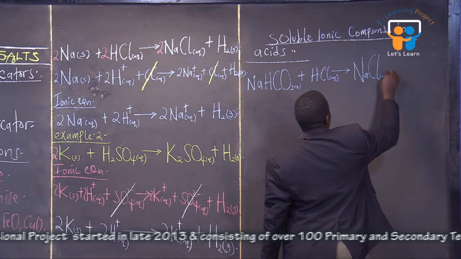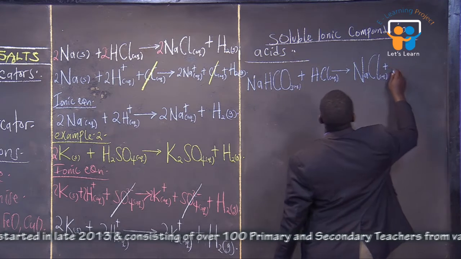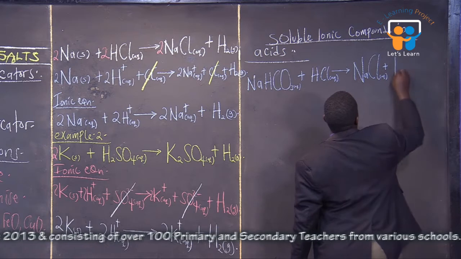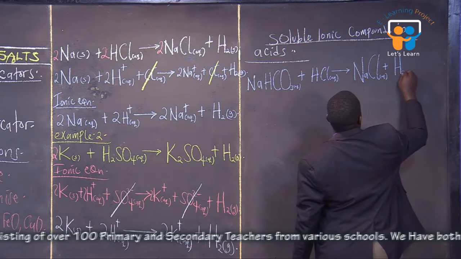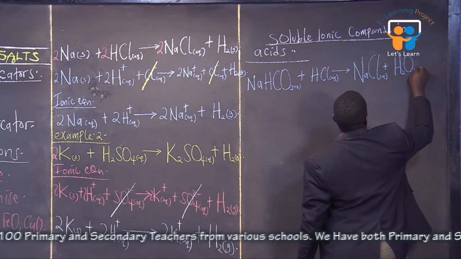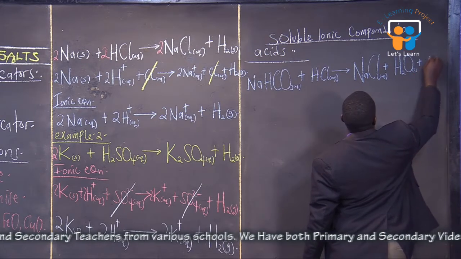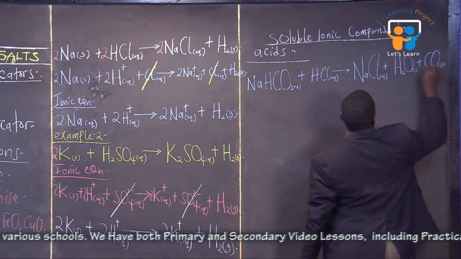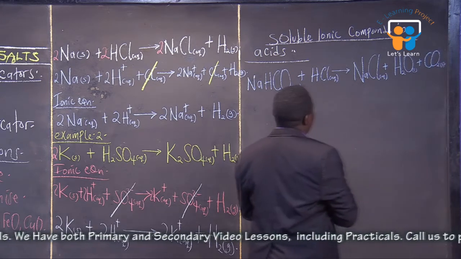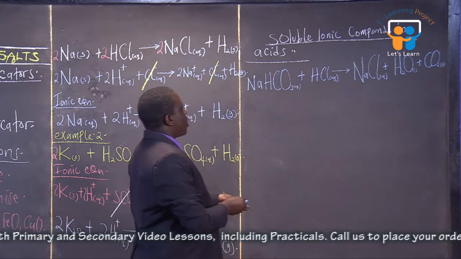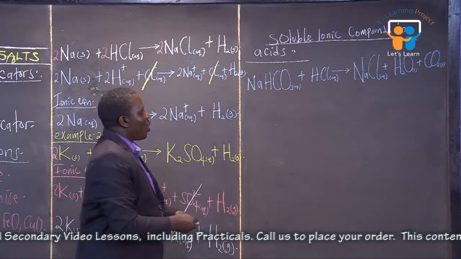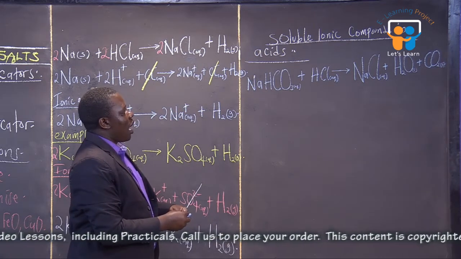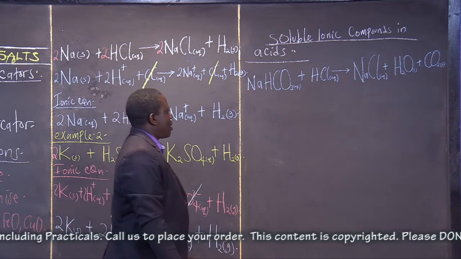So we shall end up forming sodium chloride, aqueous, plus water, liquid, then plus carbon dioxide, which is a gas. So that will be our equation for the reaction, ladies and gentlemen. We need to balance our equation and find out whether it is balanced.